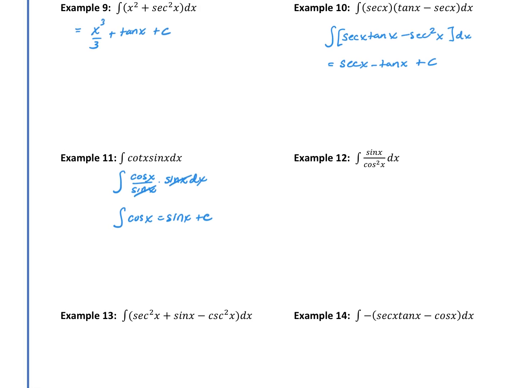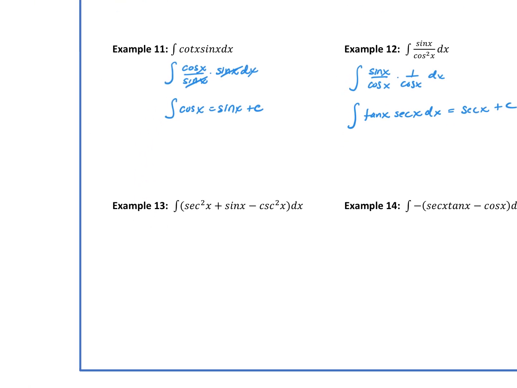Same thing here, separate it. So I'm going to do sine of x over cosine of x times 1 over cosine x dx. So sine over cosine is tangent. 1 over cosine is secant. So the integral of secant x tan x is secant of x.